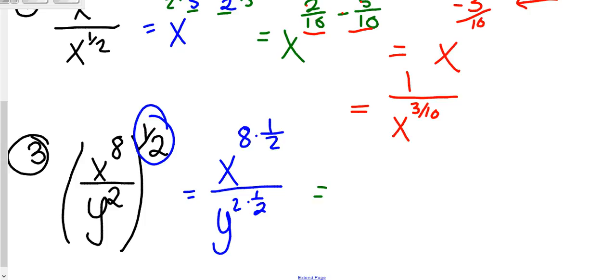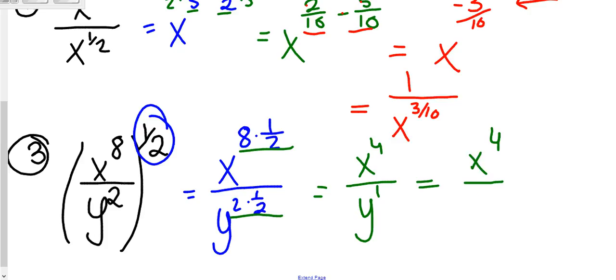So we need to simplify this. On the top we have x. 1/2 of 8 is 4 over y. 1/2 of 2 is 1. So our final answer there is x to the 4th over y.